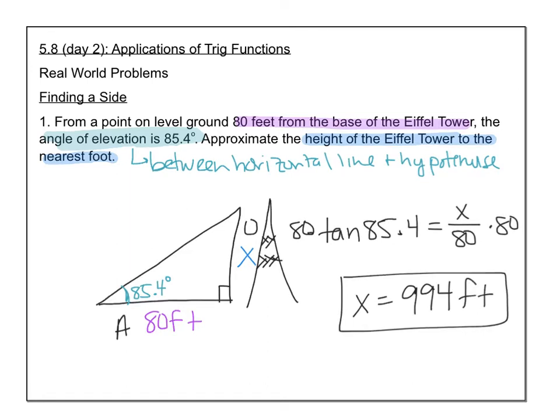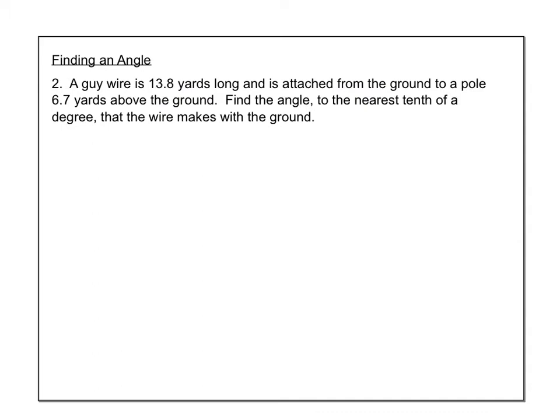All right, let's try another one. All right, this next one, I'm going to start by drawing the triangle. And it's talking about a guy wire, which is just a wire. If you've ever looked outside at a pole, or sometimes they use them with trees to support them, it's just a wire that connects from the top down to the ground.